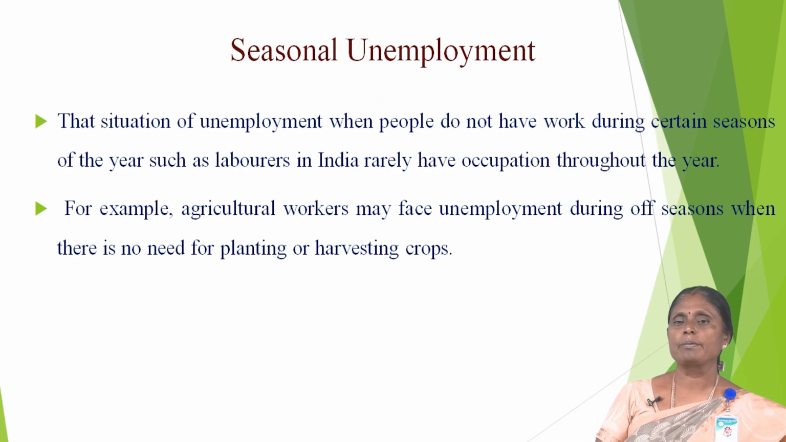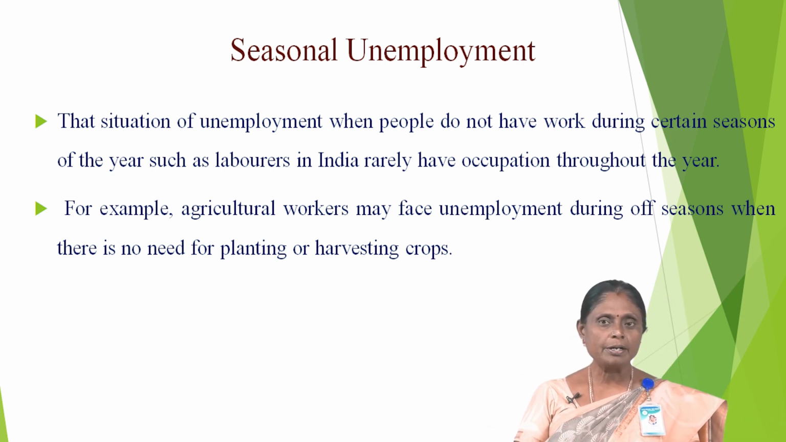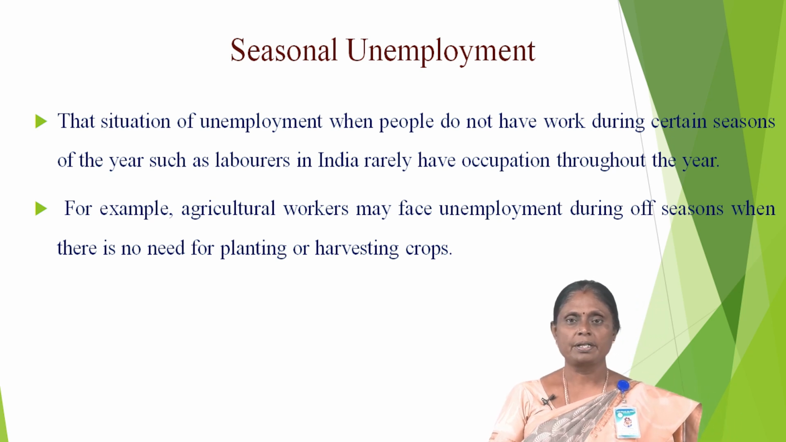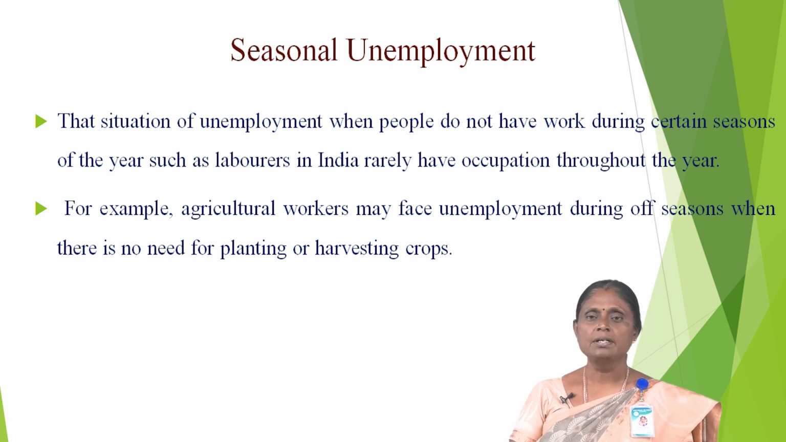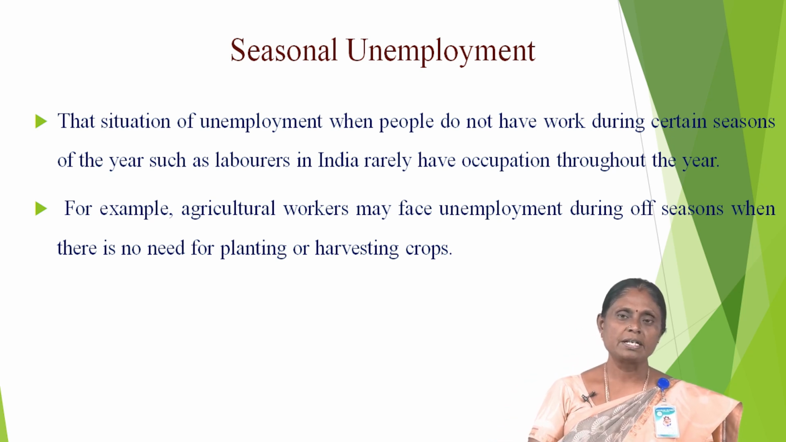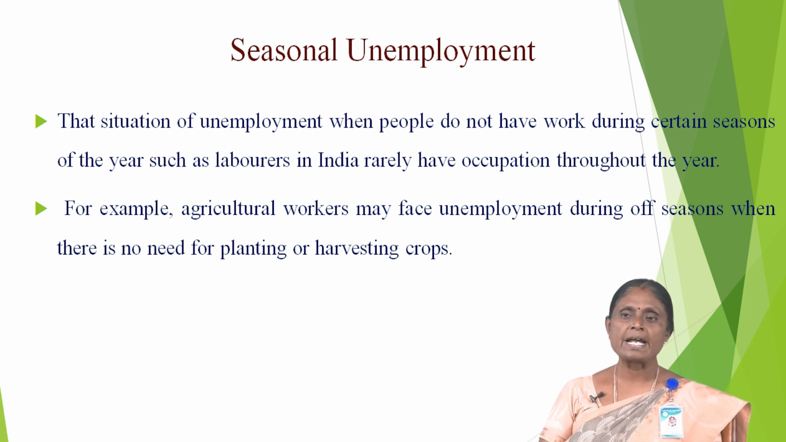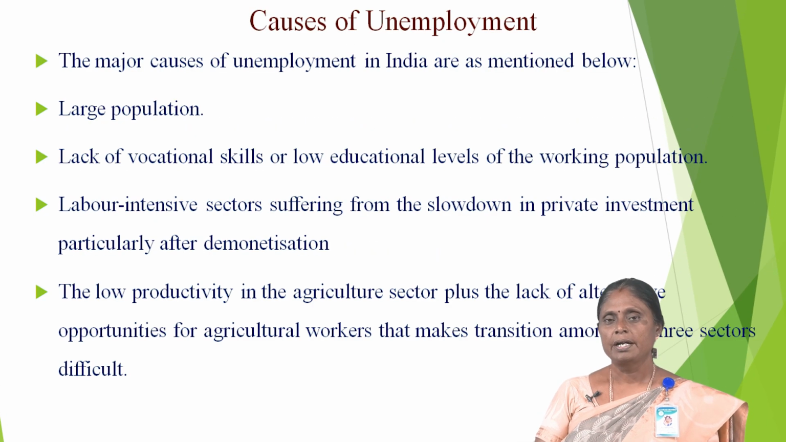Next, seasonal unemployment. This is the situation when people do not have work during certain seasons of the year, such as laborers in India who rarely have occupation throughout the year. That is seasonal unemployment. For example, an ice cream factory, or the agricultural sector. Agricultural workers face unemployment during off seasons when there is no need for planting or harvesting crops. That is called seasonal unemployment. So, these are all the types of unemployment.